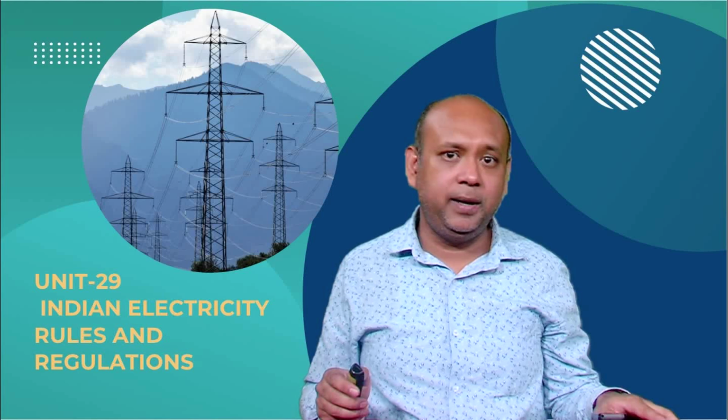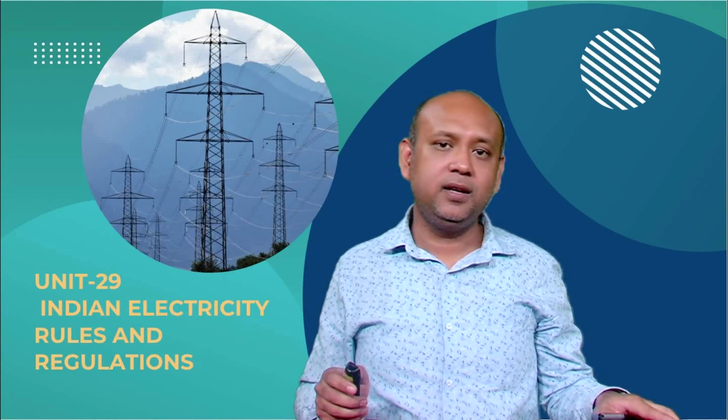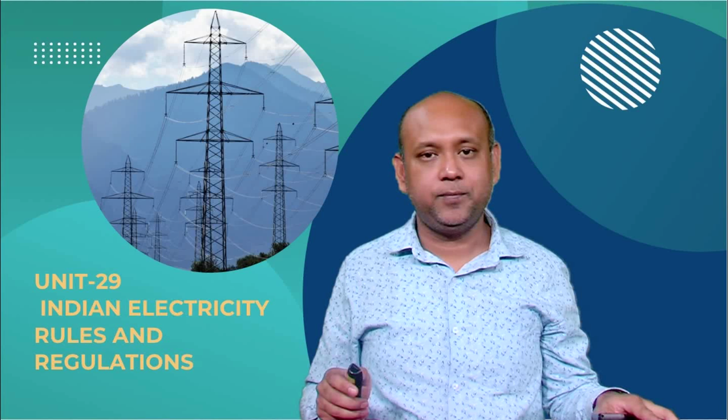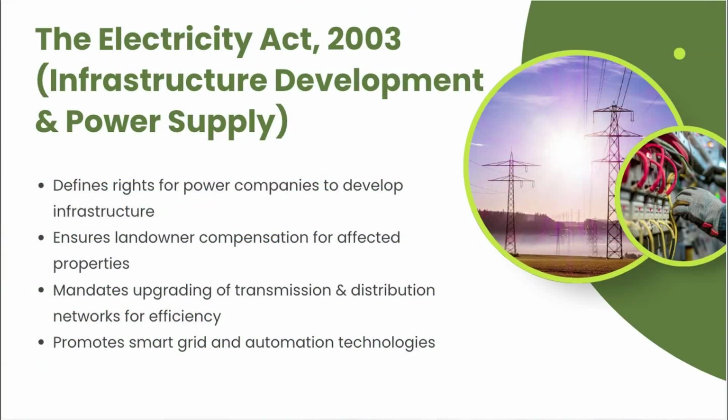Infrastructure development plays a vital role in reliable electricity supply. This Act defines rights for power companies to develop transmission and distribution networks. It ensures compensation for landowners affected by power projects. It mandates upgrading of networks to improve efficiency. It also encourages smart grid and automation technologies to modernize the system.